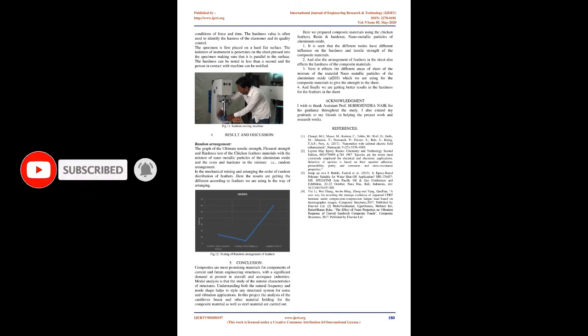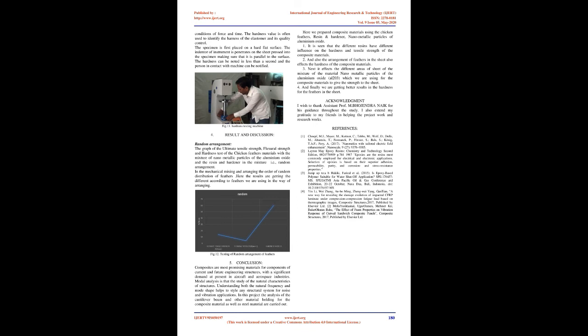Results and discussion. Random arrangement. The graph of the ultimate tensile strength, flexural strength, and hardness test of the chicken feather materials with the mixture of nano-metallic particles of aluminium oxide and the resin and hardener, i.e., random arrangement. In the mechanical mixing and arranging the order of random distribution of feathers, the results differ according to the feathers we are using and the way of arranging.